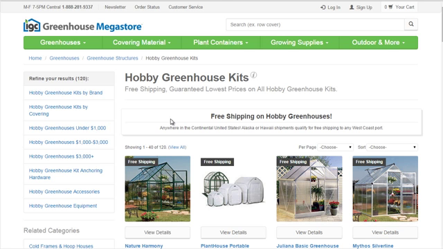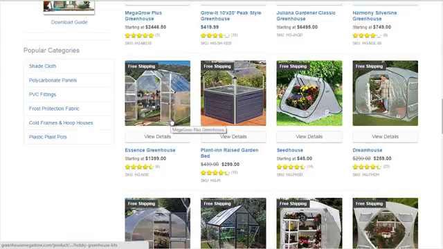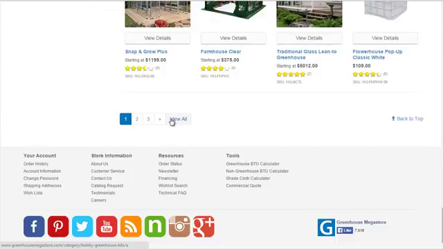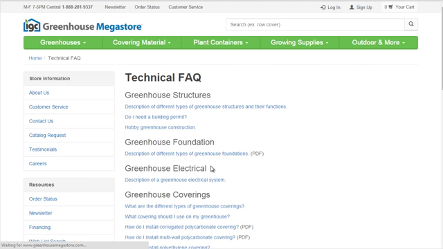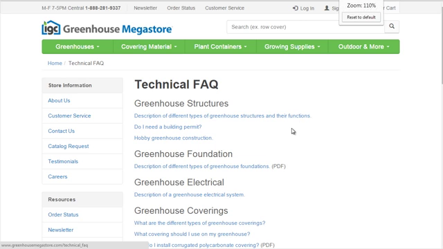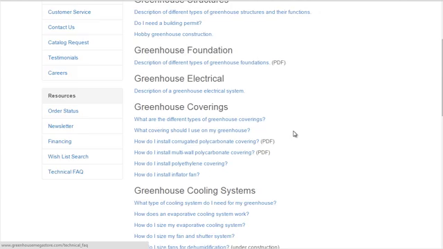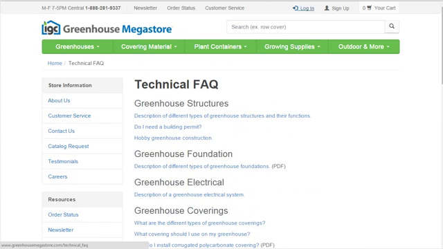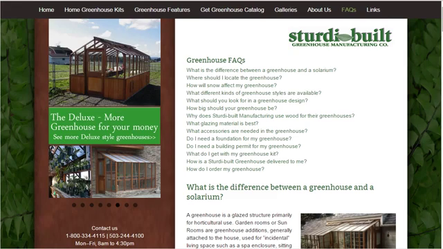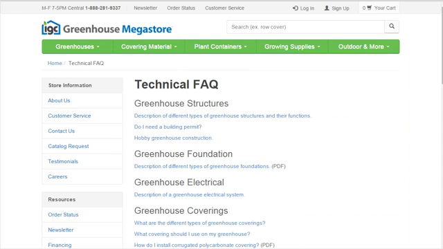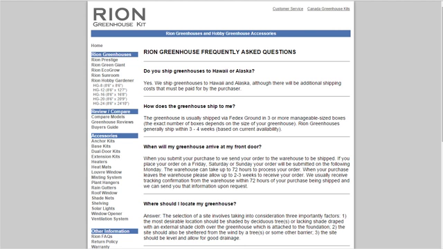So if I go over to here, sometimes if you scroll all the way to the bottom, you can find them. Sometimes not. Okay, technical FAQ. Okay, good. Description of different types of greenhouse structures and stuff like that. So I would basically open up these FAQs and I would just go to the next website until I found all the FAQs. I would line them up. So let's see here.